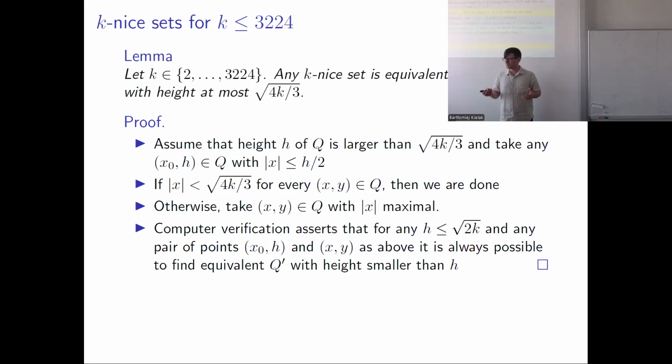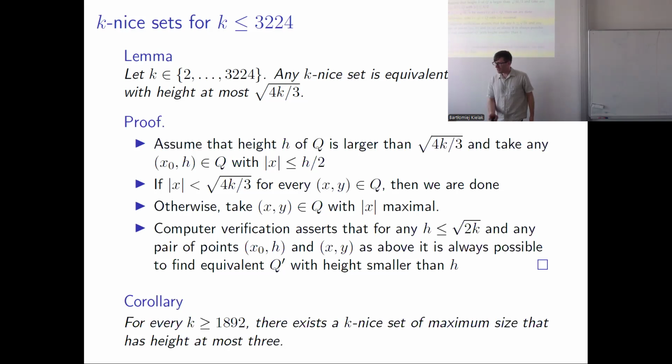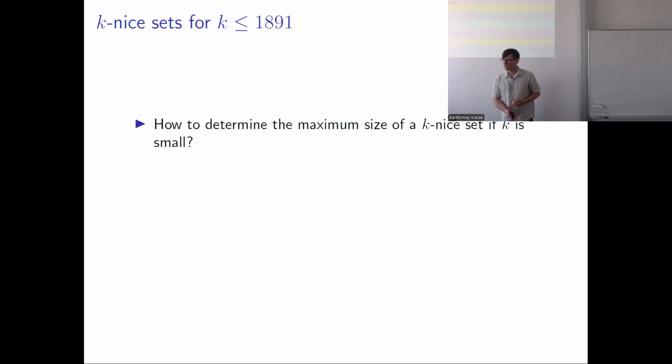So in order to do this computer verification, we had to check all possible choices of my point at the top and also of my point which is far away from 0. But it is doable and it actually works pretty nicely. And this allows us to bring the value of k down to 1892, which gives a last question: what do we actually do with those remaining cases? So how do we determine the maximum size of a k-nice set if k is at most 1891?